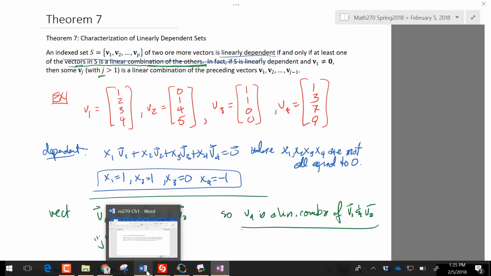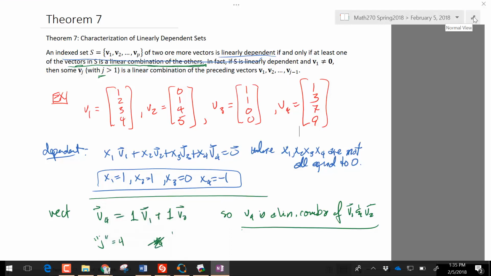Okay, we're going to switch gears now and go to the next section, section 1.8.